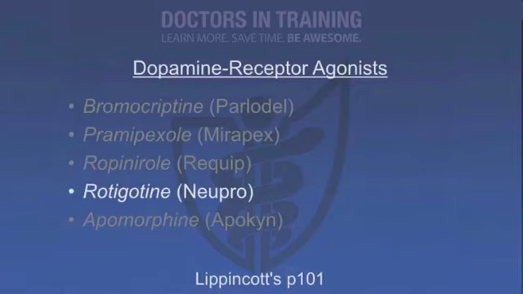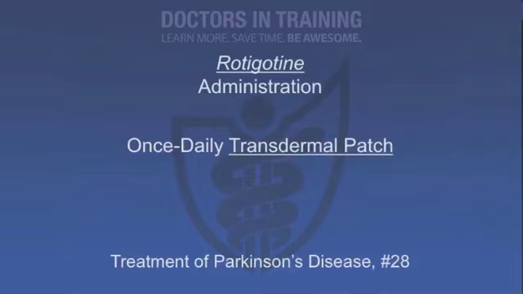Another dopamine agonist is called rotigotine. It's used primarily in early Parkinson's disease. It's given as a once-daily transdermal patch that delivers the drug evenly over 24 hours. This is a relatively new drug. It was first approved in 2007, then was off the market in 2008, and it's back on the market for restless leg syndrome.